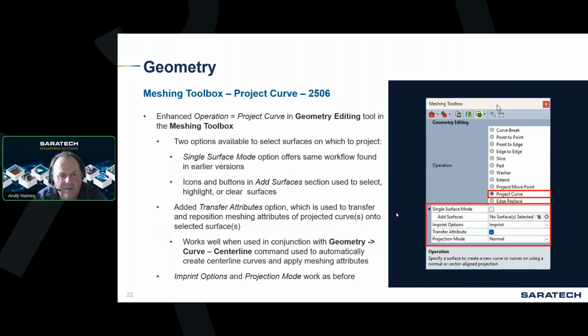Then there's the big one here, which is transfer attributes. So as you project these curves down onto these surfaces, basically it's going to take those meshing attributes and transfer them and reposition them if needed on here. And I believe you'll kind of see what's going on here on these next slides. The meshing attributes that are super good to try to use here are the ones automatically created by the geometry curve centerline command. And I'll demo this a little bit later.